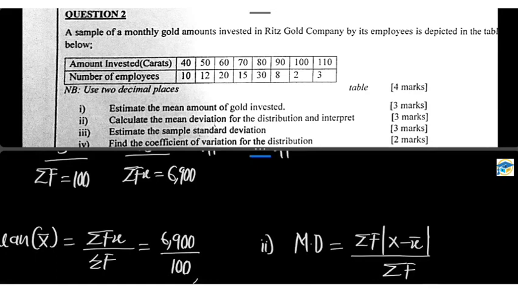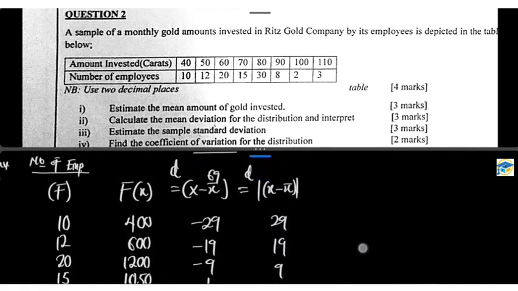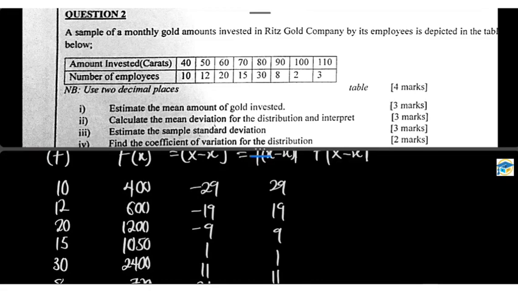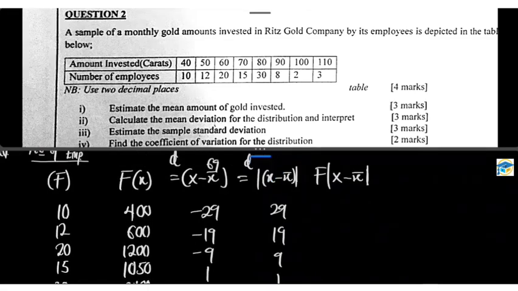But per our mean deviation, we said it is summation f multiplying the absolute values divided by summation f. So we are left with another column for the f multiplying the deviation. So we're going to have another column called f multiplying frequency multiplying the absolute values of the deviation, right? All right. So here too is a matter of multiplying the frequency by the absolute values. Okay, so here 10 multiplying 29 in that order. So I'm filling it.